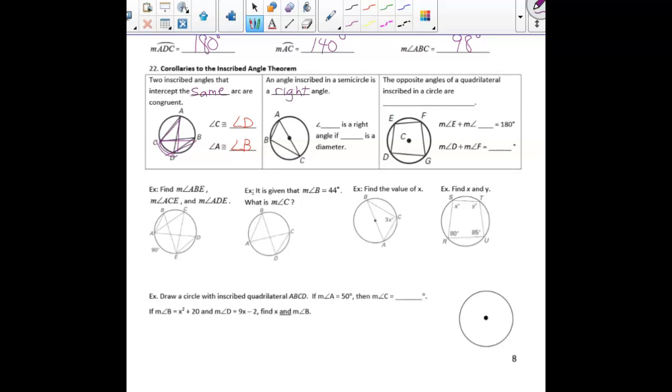Okay? AC is the diameter. B is the inscribed angle. It is inscribed by this entire arc. So angle B is a right angle if AC is the diameter. Finally, the opposite angles of a quadrilateral inscribed in a circle are supplementary.